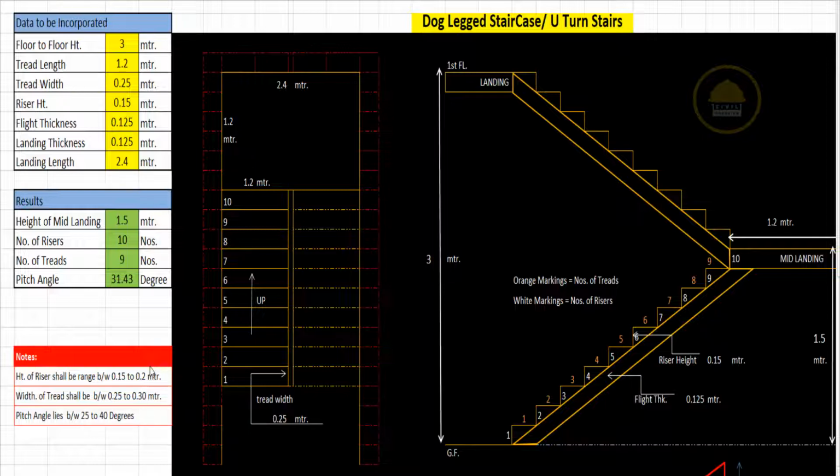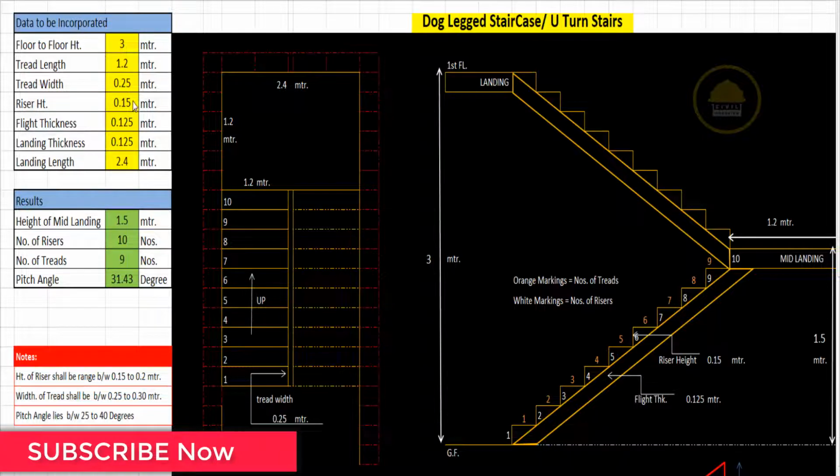I have made this calculation in a spreadsheet. This will be shared with you if you want. I will provide it in the description box where you can easily download it. You just need to put in some data like floor to floor height, tread length, and tread width or step width. We also have to take into consideration the riser height, and then the flight thickness.